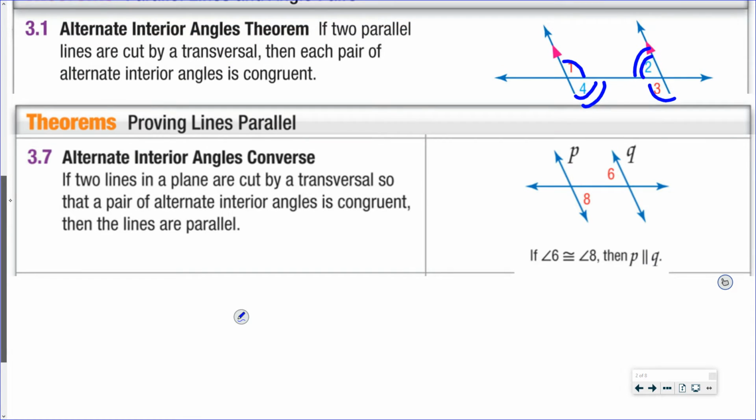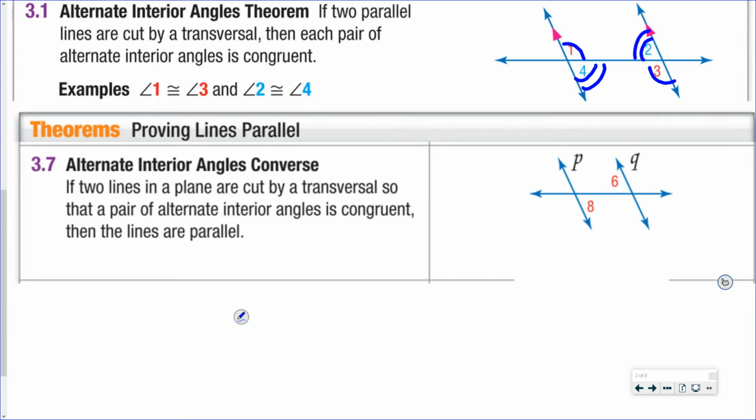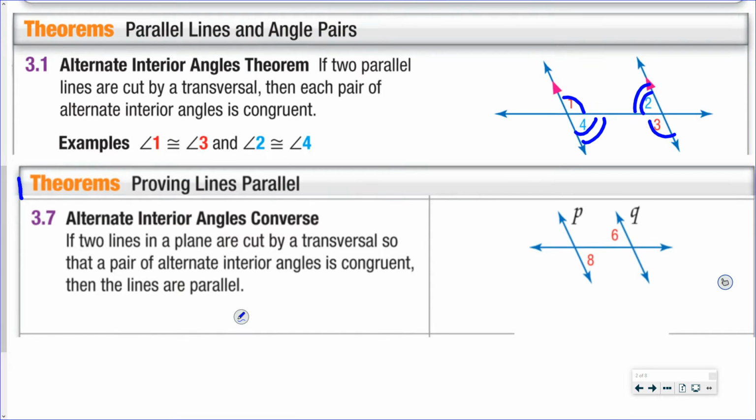So put a little star by this one. I did not mean to move that. Here's the new part. The converse. If we know the angle measures are congruent, like in this example, 6 and 8, then we can conclude the lines are parallel.